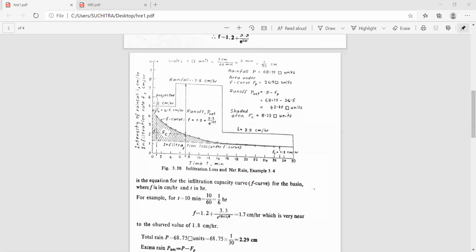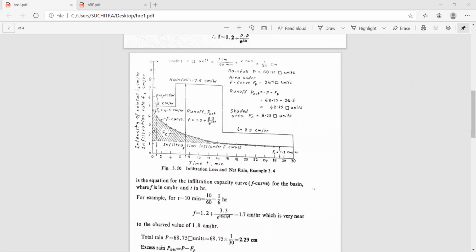Now you have to calculate this shaded area, that is P minus FP. So you have to calculate this value FP. Count the number of square units below this curve and above this line. You may get around 26.5 square units.